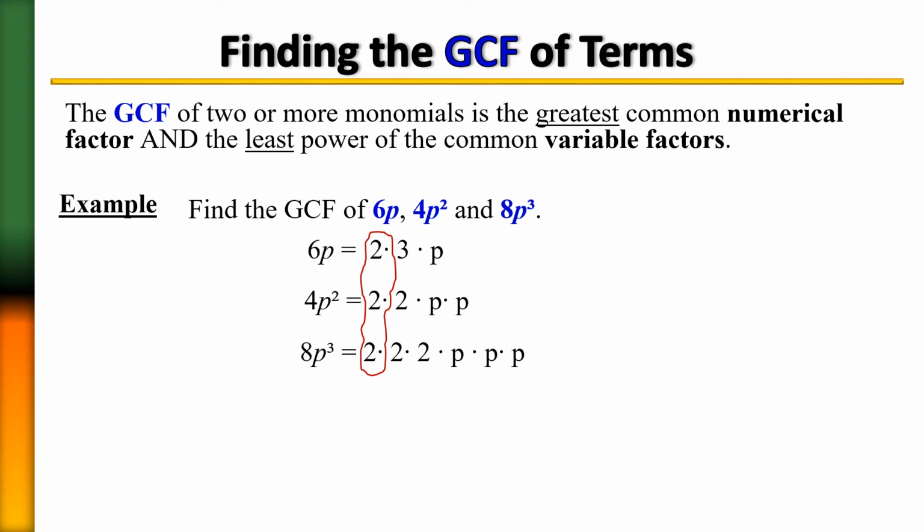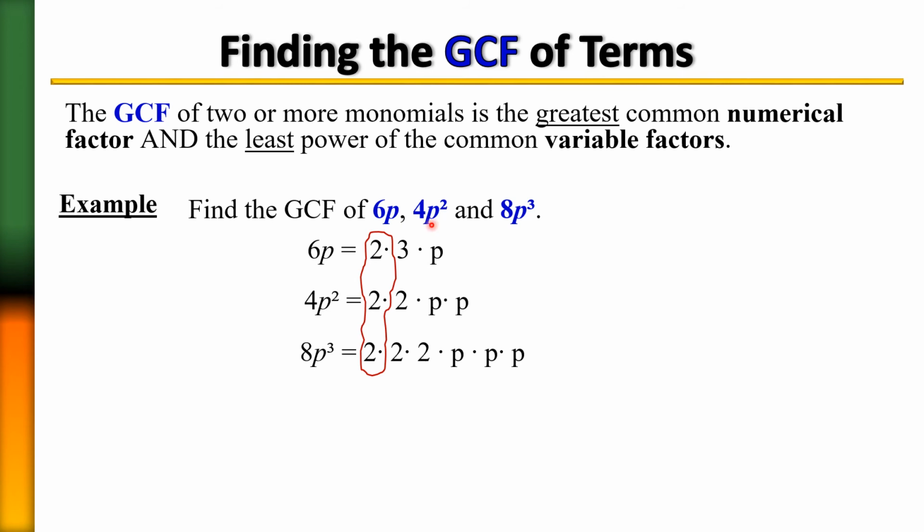Now let's look at our variables. We want to know what they share in common. So we only have one variable here, and that's a p. We want to know at most how many p's does everyone have in common. Another way of looking at it is the least power. Out of everyone, who has the least power for the p? And that would be your first term, because your first term has a power of 1 for the p.